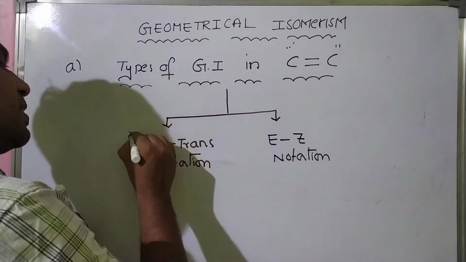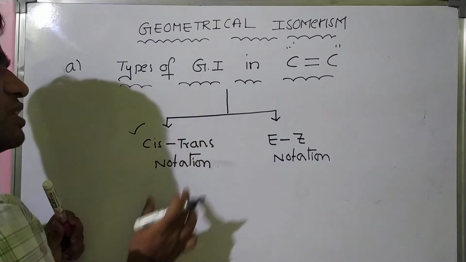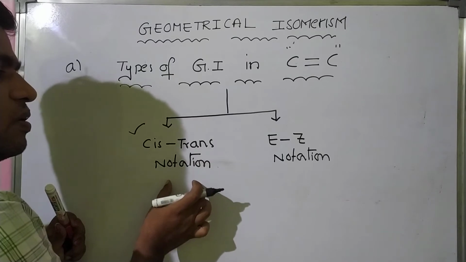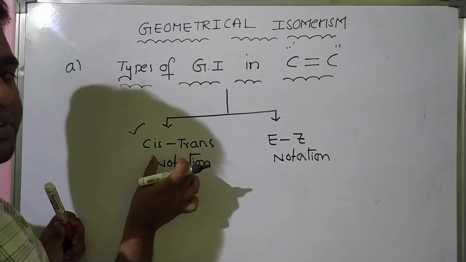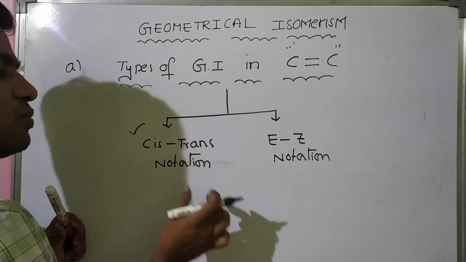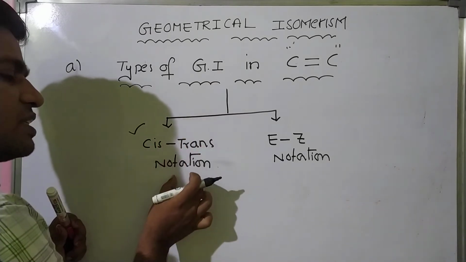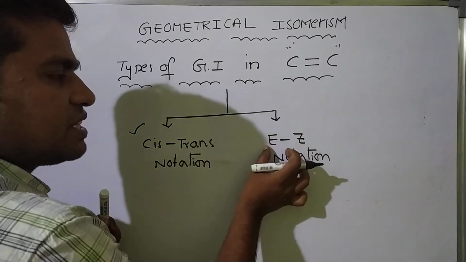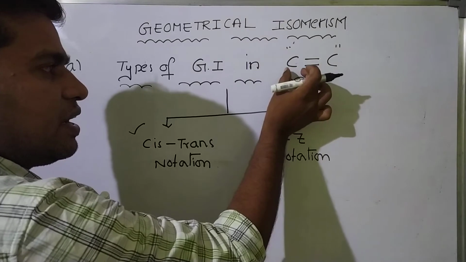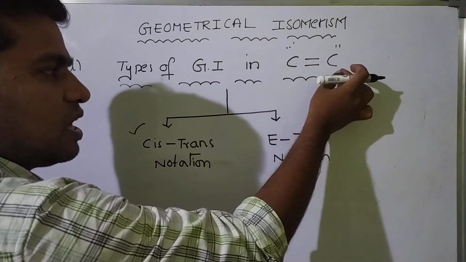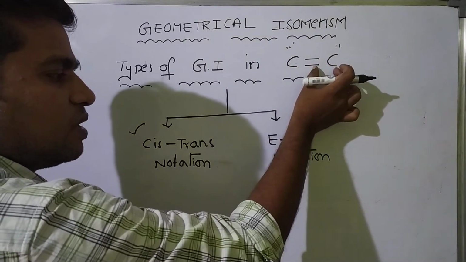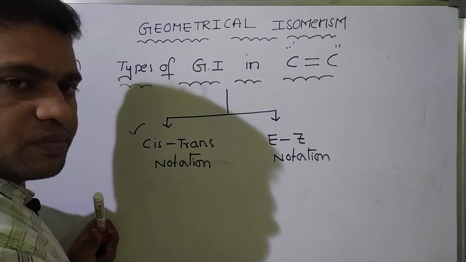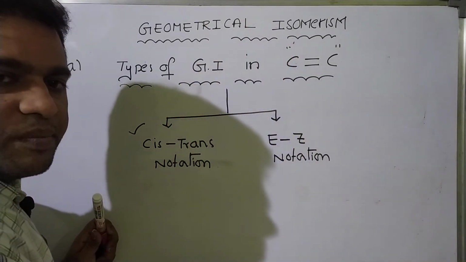Already we learnt cis-trans isomerism in the previous video. What is called cis-trans isomerism? We did well in the previous video. Now we will discuss once again cis-trans isomerism and then EZ isomerism. EZ isomerism is nothing but geometrical isomerism in C double bond C compounds, the compounds which contain carbon-carbon double bond. So these are two different types of systems for geometrical isomerism.